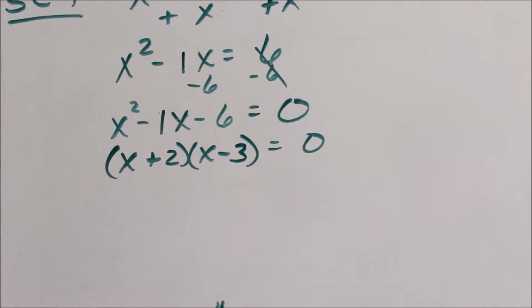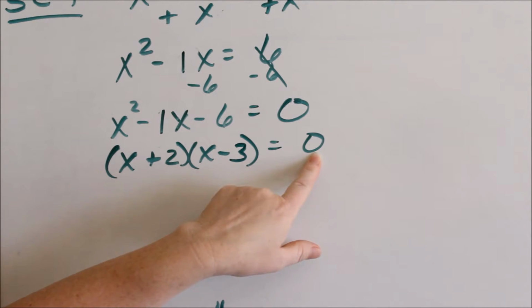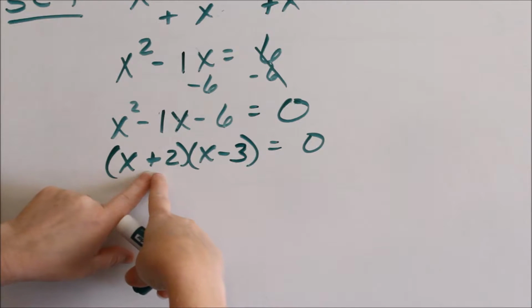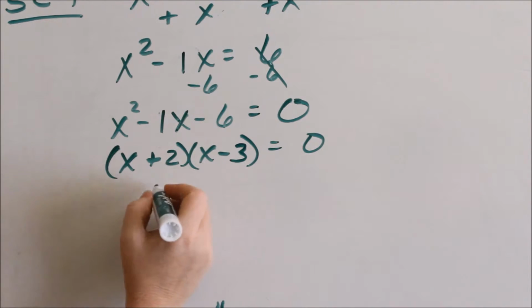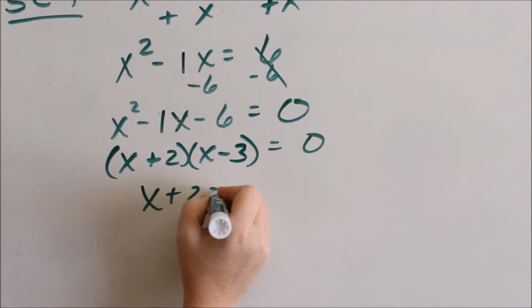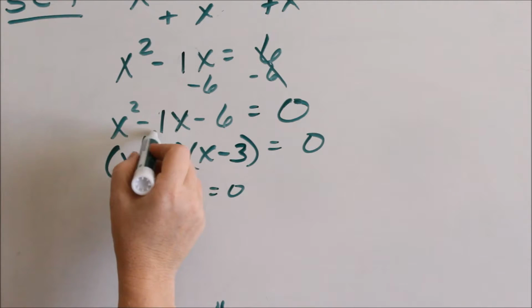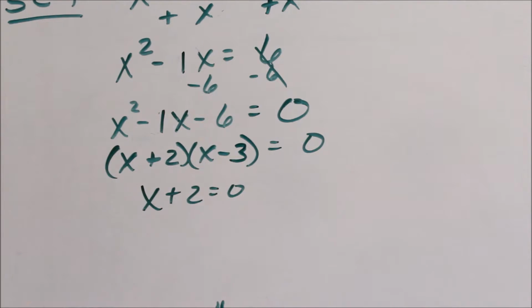Once you factor, you now set each parentheses equal to 0, because we're saying this times this equals 0. So if one of these parentheses equals 0, 0 times anything equals 0. The way that you say that is if x plus 2 were to equal 0, in other words, if this whole set of parentheses was 0, 0 times anything is 0, and that statement is true.